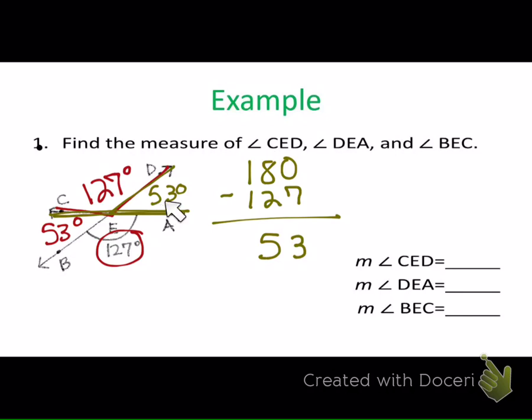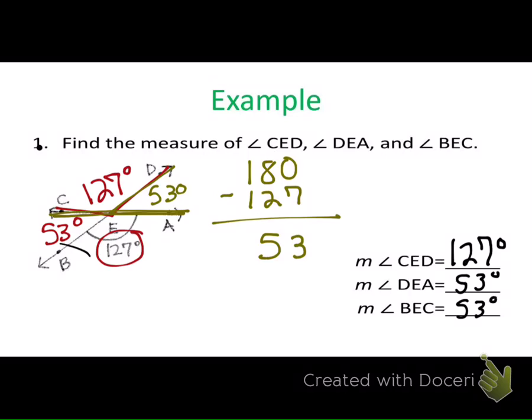Now, once again, how did I find this 53 degrees? I subtracted from 180 because it's a what pair? A linear pair. Okay, so CED was what? 127 degrees. What was DEA? 53 degrees. And what was BEC? 53 degrees.